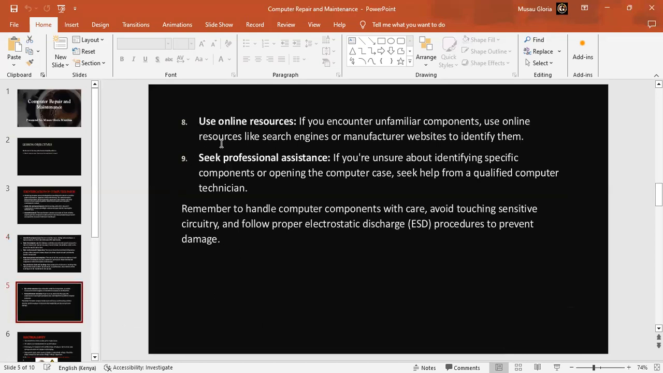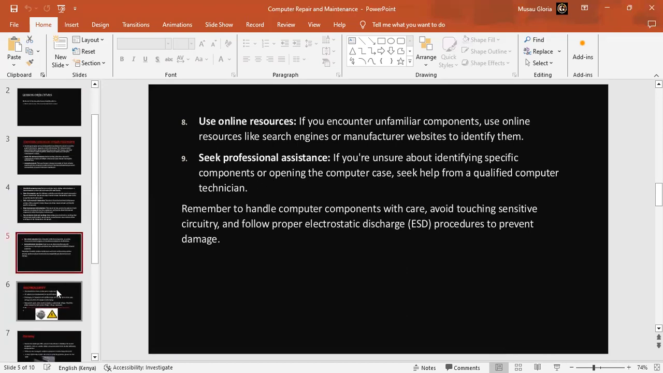After that, you can use online resources. If you encounter unfamiliar components, you can always search for information online so that you know what you're dealing with, or you can search on YouTube. Then you seek professional assistance. Let's say you're in the process of disassembling a computer, opening your desktop or laptop, and you find that something is challenging you. Always seek professional assistance. Look for someone who knows how to deal with these things and he or she can assist you.